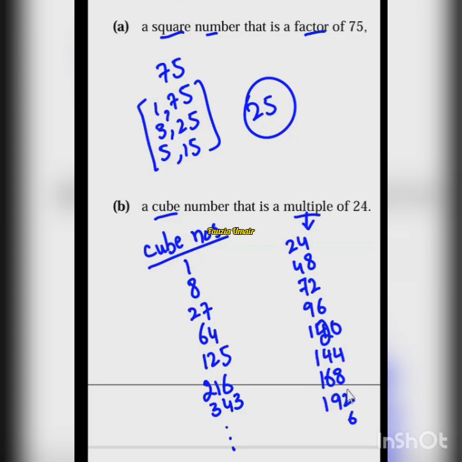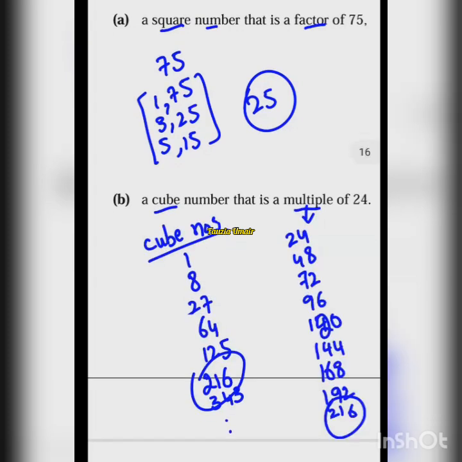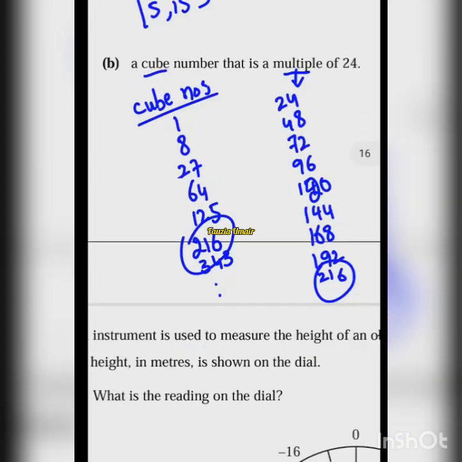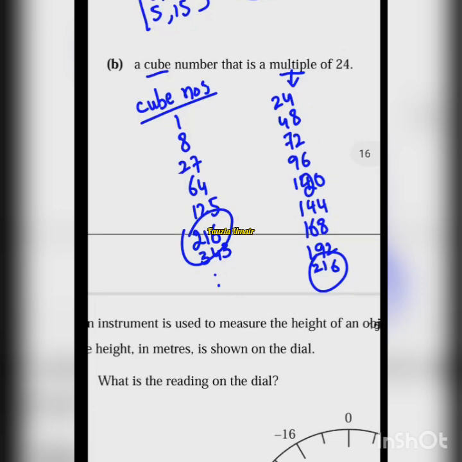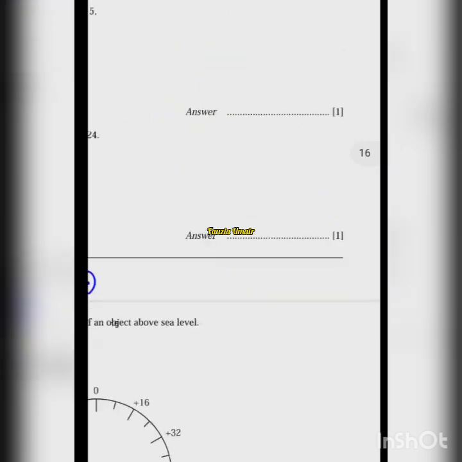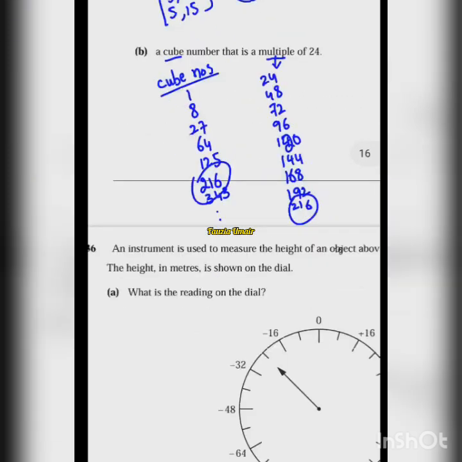Ma'am, so we are just at 216. 216 is the number. 216 is coming in both lists. So the answer would be 216. 216 is a multiple of 24 as well as a cube number. Okay? It's a 1 mark question only, but you don't have a calculator, you need to solve it.